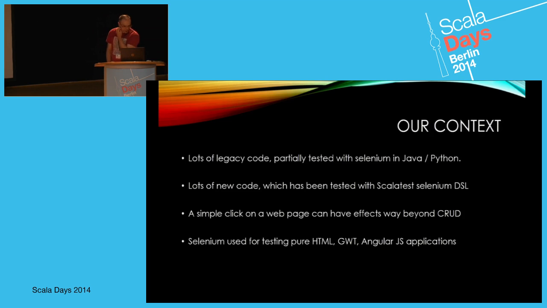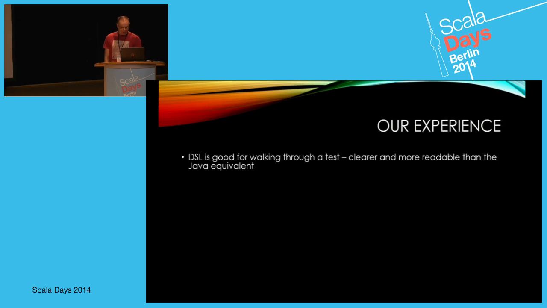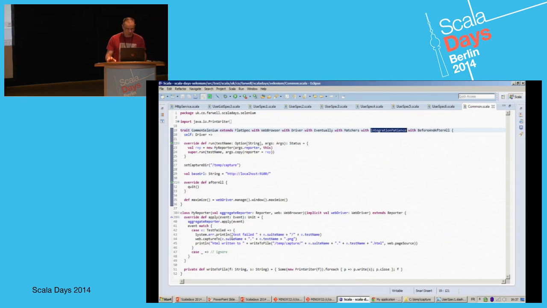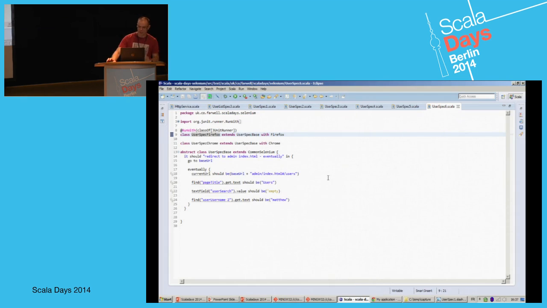And we use Selenium to test pure HTML, GWT, AngularJS applications. GWT and AngularJS are slightly different things, but they have the same sort of problems associated. This is our experience. The DSL is very good for walking through a test with somebody. If we were to show that to somebody who's, let's say, semi-technical, it's quite easy to explain what a test is doing. We're clicking on this button, we're finding this value, etc.